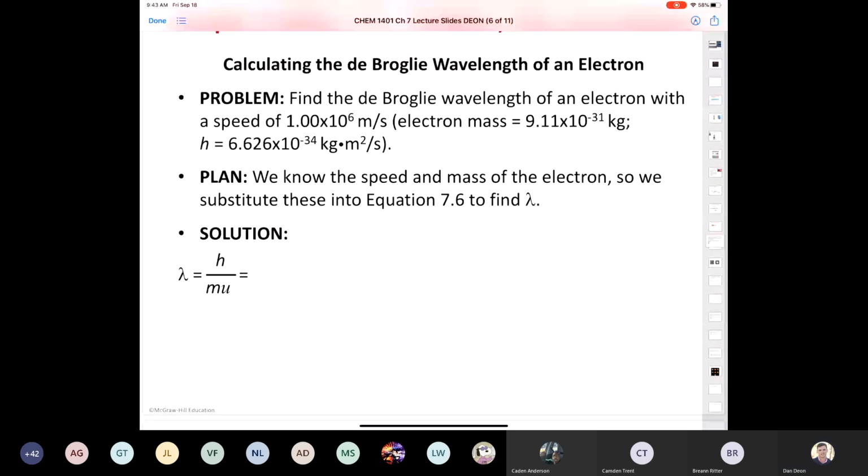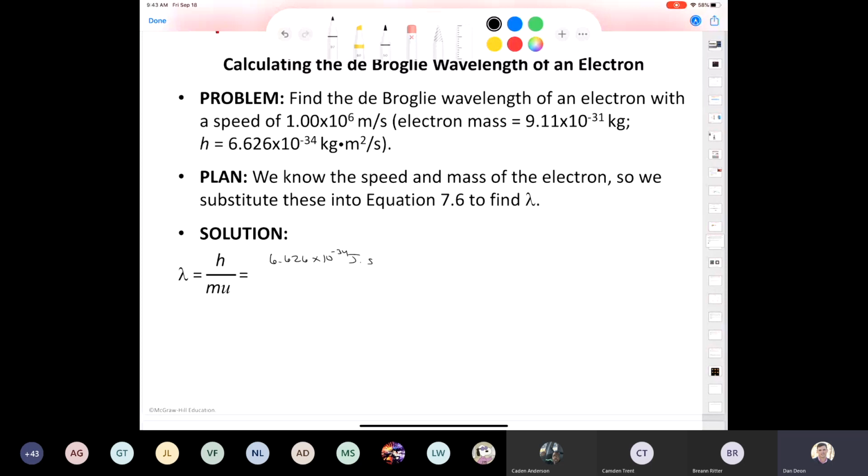All right. So it says here, find the de Broglie wavelength of an electron with a speed of 1 × 10⁶ meters per second. That's only roughly 100 times less than the speed of light. We have the mass of an electron, and we have Planck's constant, so we have everything we need. We just have to plug everything into the formula. Give it a try, or you can follow along with me, but I would recommend giving it a shot in this class. 6.626 times 10 to the negative 34 joules times seconds.